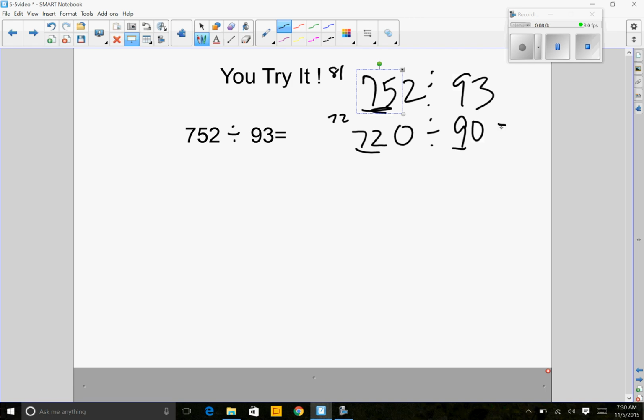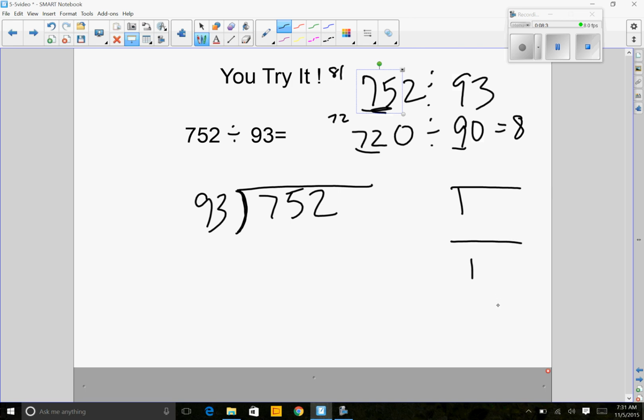720 divided by 90 is 8. Ironically, I got 8 again for nothing other than coincidence. I'm going to divide that out. Another thing when you're doing this, and this is one of my bad habits: when you make this line, you want to make sure it's curved, because sometimes if you go like that, or worse, like that, it starts to look like a 1 in the number.